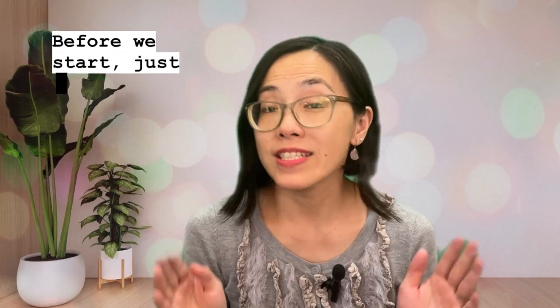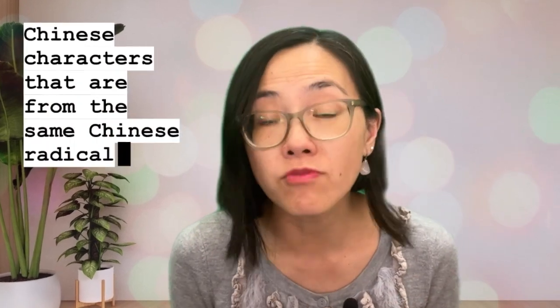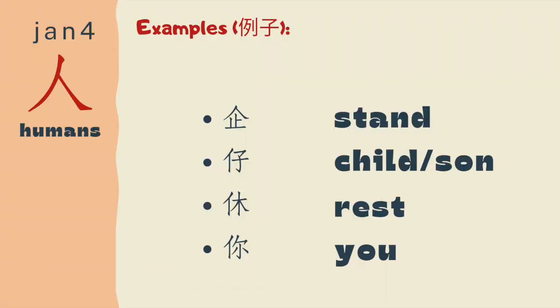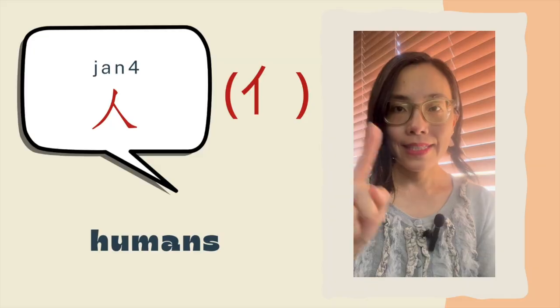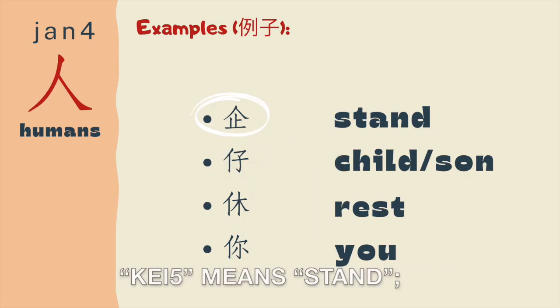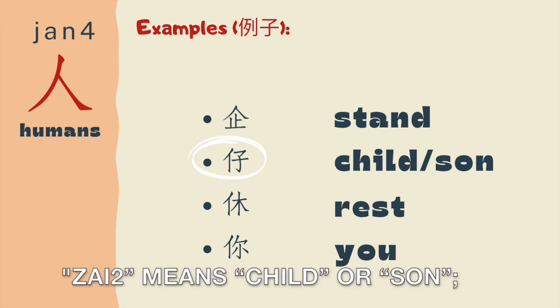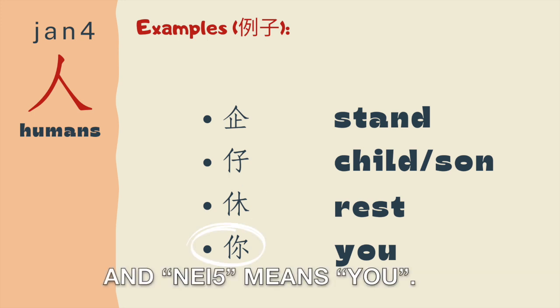Before we start, just a quick summary of what Chinese radicals are. Chinese characters that are from the same Chinese radical usually share something in common. For example, these Chinese characters are all from the Chinese radical 人, and they all have something to do with humans, like 企 means stand, 仔 means child or son, 休 means rest, and 你 means you.